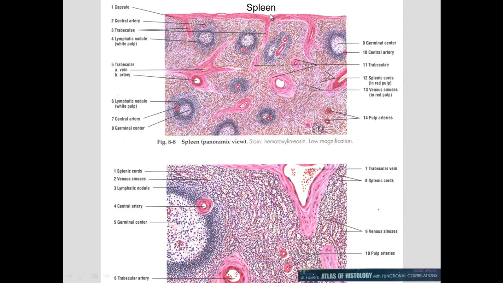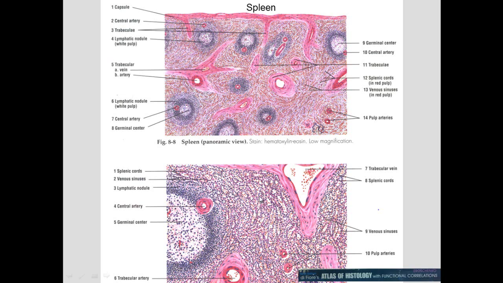And then as the vasculature comes in through there, you have a central artery and a periarterial sheath. So this is like an arteriole, and then there would be a sheath around it, and sometimes they have a follicle with a germinal center associated with it. And then on inside, these follicles with the germinal centers make the white pulp. So this is white pulp and red pulp. So we don't have cortex and medulla in the spleen. You have white pulp and red pulp.